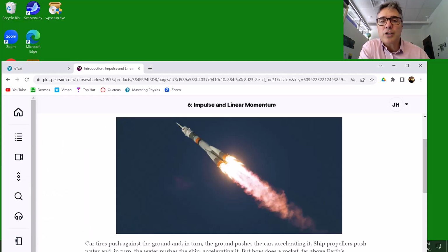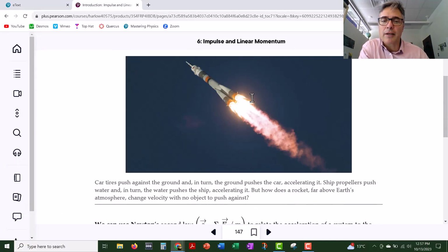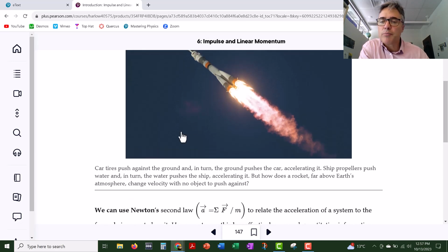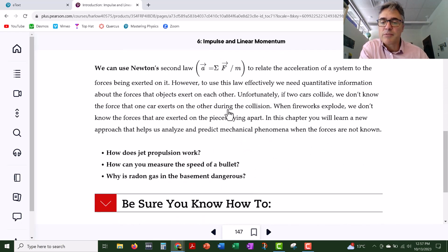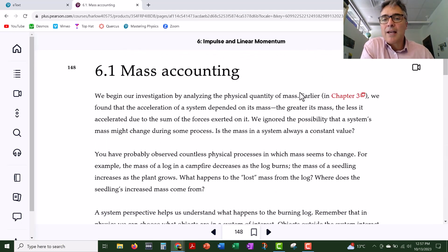Now we're on to chapter 6, which is called Impulse and Linear Momentum. There's a rocket going out into space. Ships' propellers push water, and in turn, the water pushes the ship, accelerating it. A rocket pushes its fuel exhaust, and that in turn accelerates it, even though there seems to be nothing to push against. So section 6.1 is called Mass Accounting.